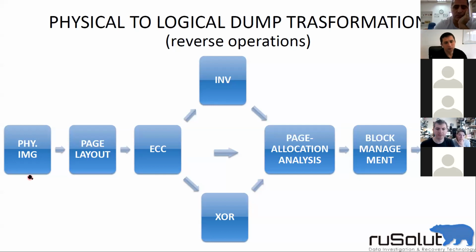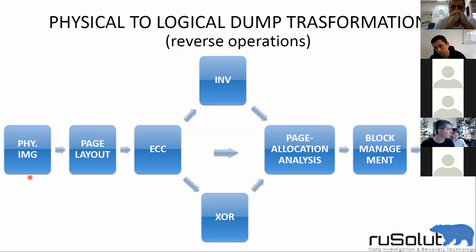All right, great. So after the ECC step, we need to apply either inversion or XORed transformation. For older devices, we apply inversion because data could be inverted, like 0 to 1, 1 to 0. And for modern devices, basically for all devices that we get nowadays, we need to apply XORed transformation. So we need to convert noise in the physical image into some data patterns.